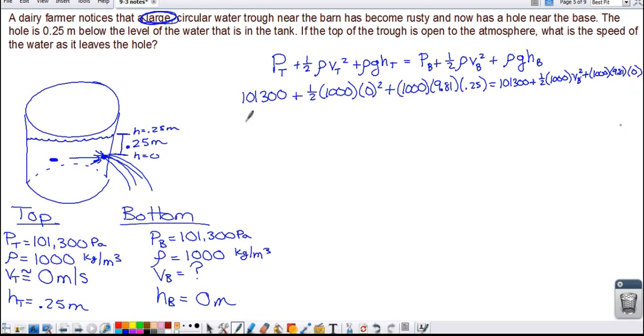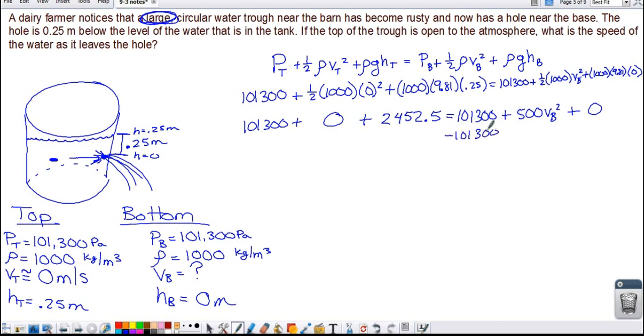So we can start simplifying our terms. We've got 101,300 plus 0 plus, if we multiply all of that together, 2,452.5 is equal to 101,300 plus 500 times the velocity at the bottom squared plus 0. Now we could add these two together, but I'm just going to start solving from here. I don't have any like terms to combine over here, so I'm simply going to subtract 101,300. And that's why I didn't bother adding, because these two are going to cancel each other out.